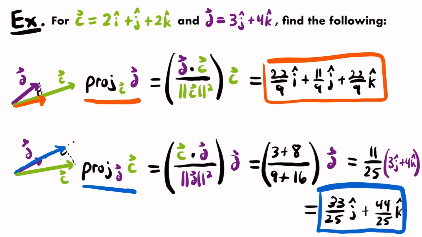And so as you can see, with these two vectors that we found here, the projection of vector d onto vector c is not the same as the projection of vector c onto vector d. They are two completely different vectors. So it's very important that you understand how to read this projection vector notation. The subscript vector is always the vector being projected onto. This is the projection of d onto c. This is the projection of c onto d.